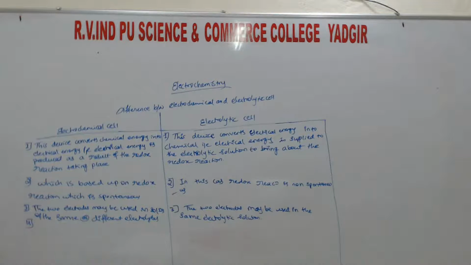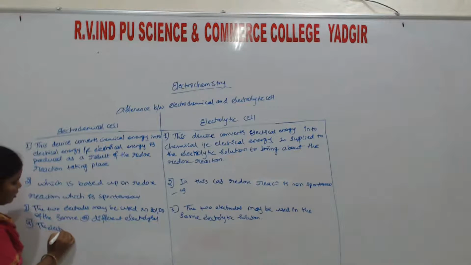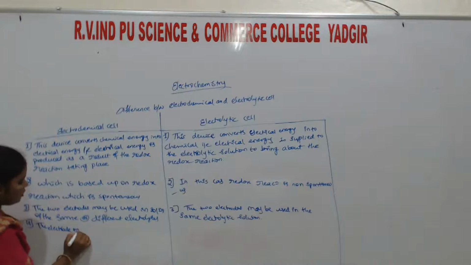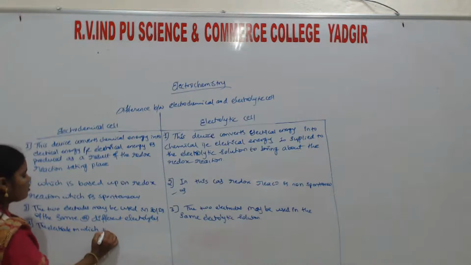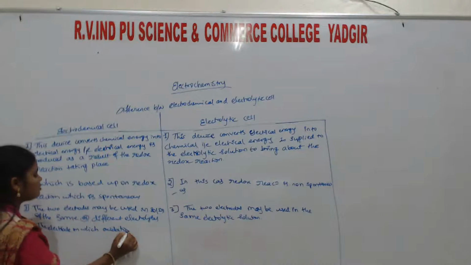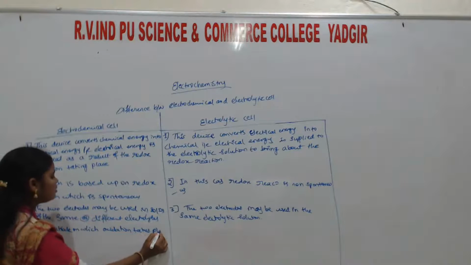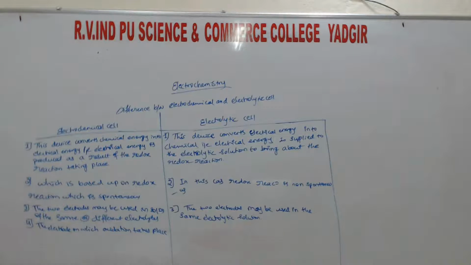Fourth difference: in the electrochemical cell, the electrode on which oxidation takes place is called the anode, and the electrode on which reduction takes place is called the cathode.